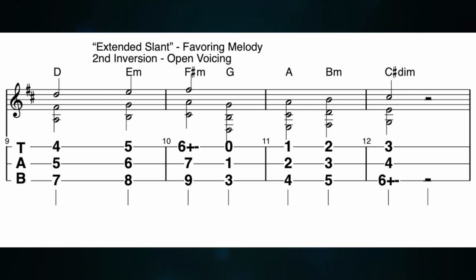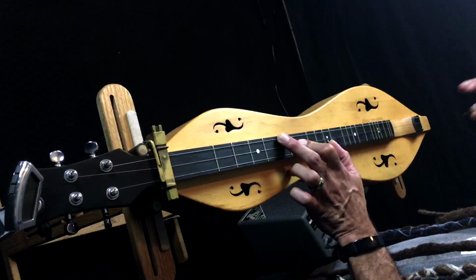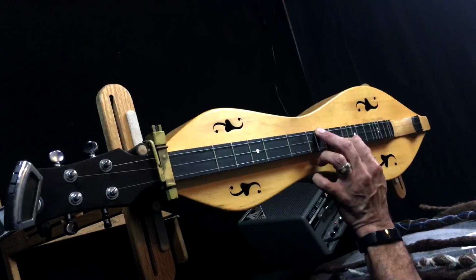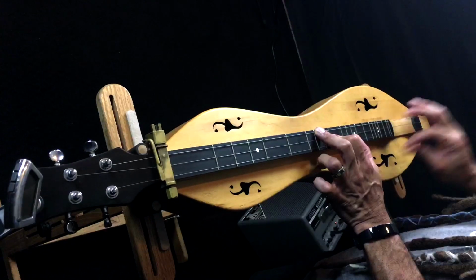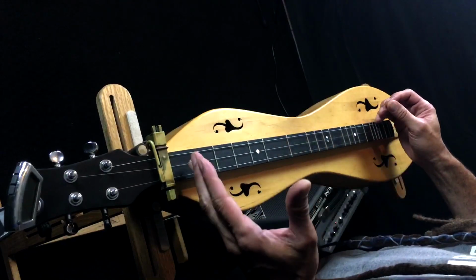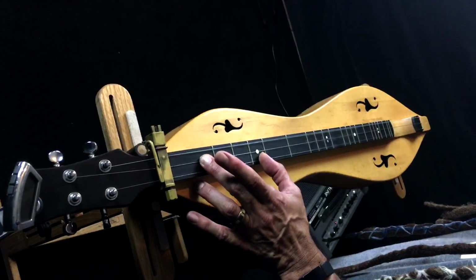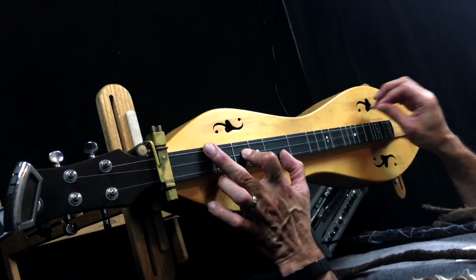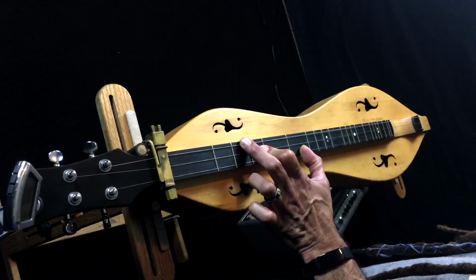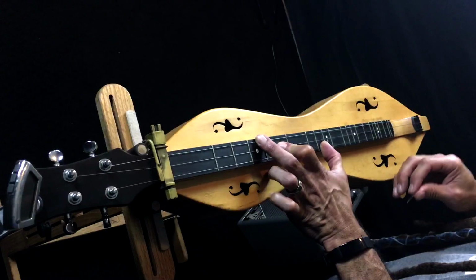So let's go ahead and play a 4-5-7 D major, 5-6-8 E minor, 6.5-7-9 F sharp minor. Now, I want to do these in order, so we're actually starting higher on the fretboard. We're going back now to the bottom for G major 0-1-3. Everybody's favorite chord, A major 1-2-4. B minor 2-3-5. And 3-4-6.5 for C sharp diminished.